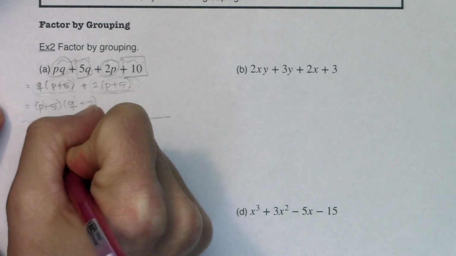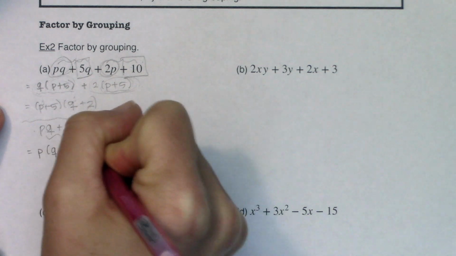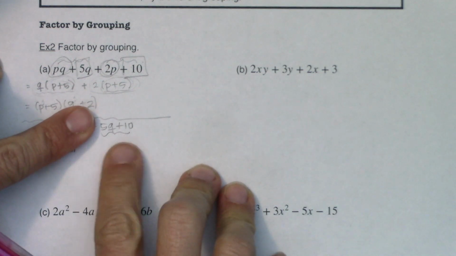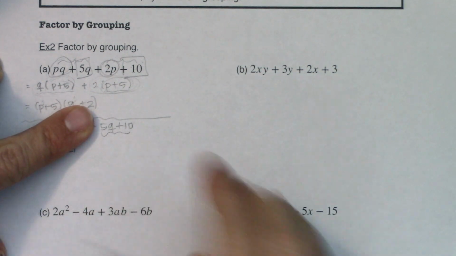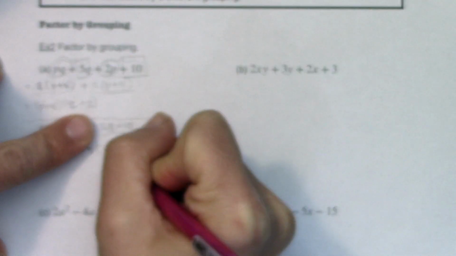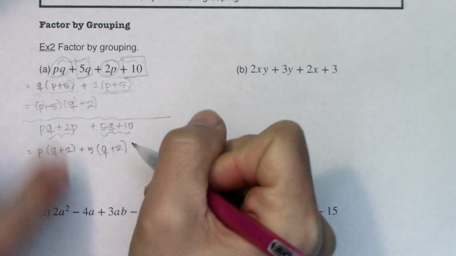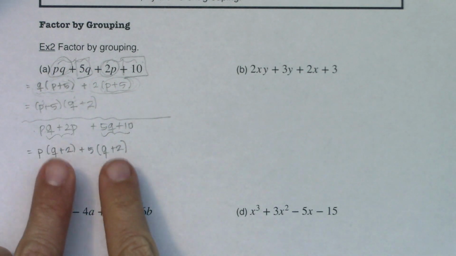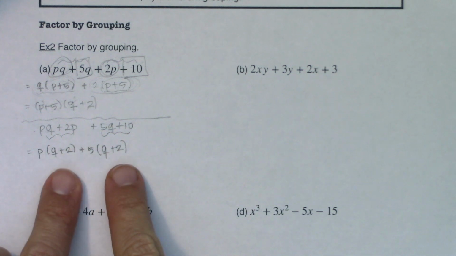So I can factor out the P, I'm going to get left with Q plus 2. All right, second binomial is 5q plus 10. What's the GCF there? A 5, right? And what am I left with when I factor out that 5? Q plus 2. And now you can see I have this common binomial factor here, right?